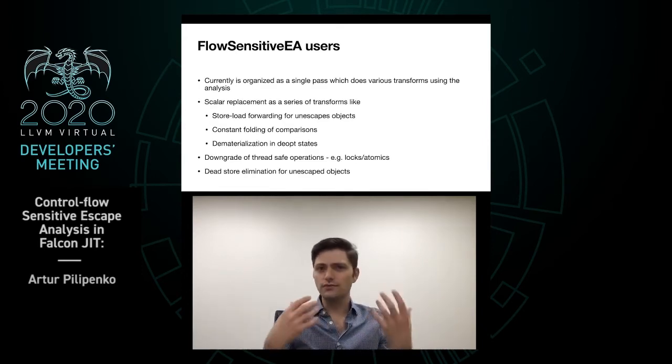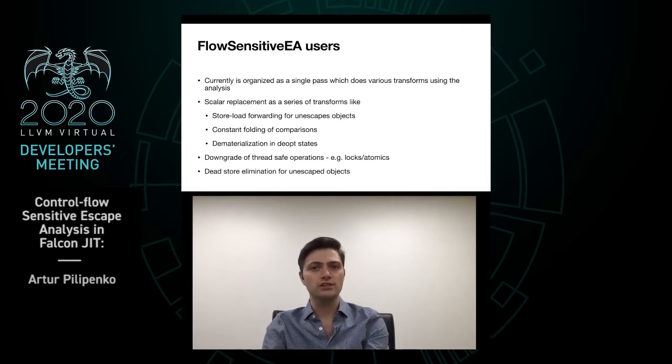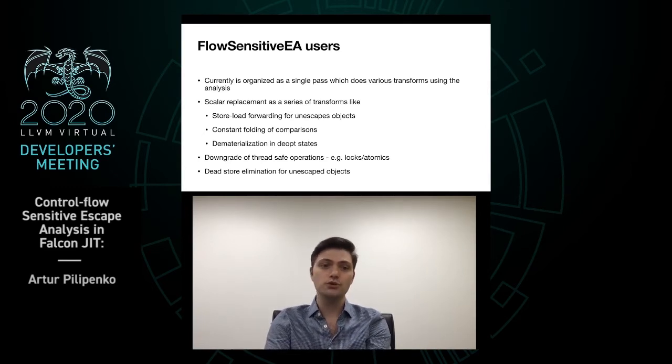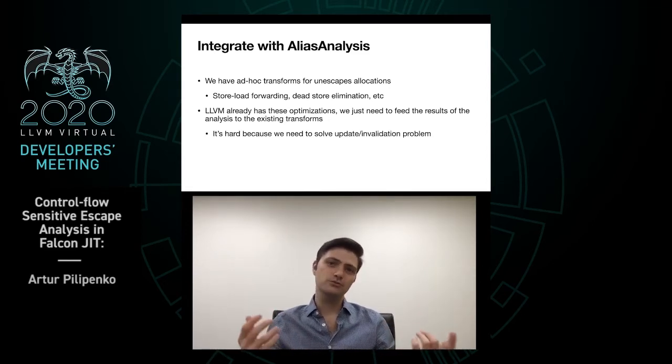So all users of the escape analysis are currently organized as a single pass, which does various transforms. And we do everything you would expect to see from an optimizing compiler for Java. We do scalar replacement, and we do it as a series of transforms like store load forwarding, constant folding of comparisons, things like that. We do downgrade of thread-safe operations, we rewrite locks and atomics, and we do dead store elimination for unescaped objects. You may notice that we have ad hoc transforms for unescaped allocations here, things like store load forwarding, DSE, but yeah, LLVM already has these optimizations.